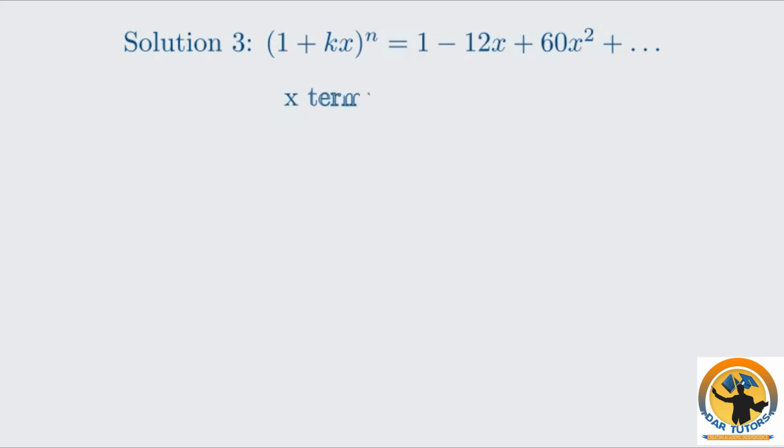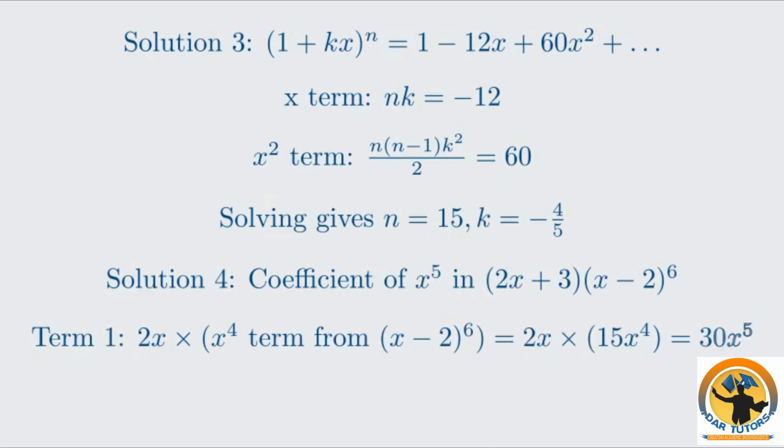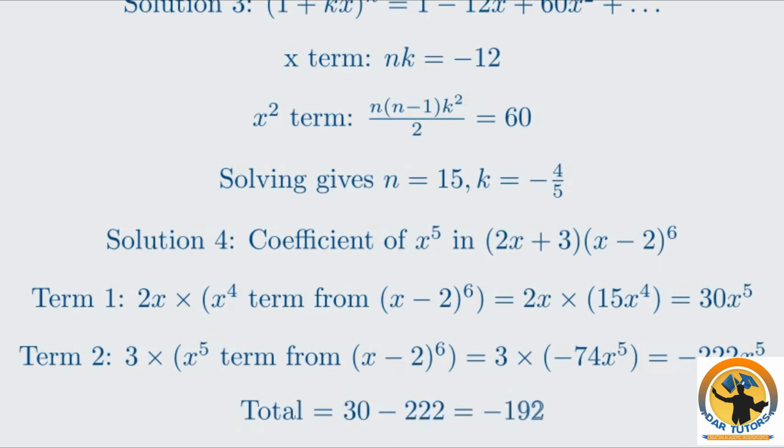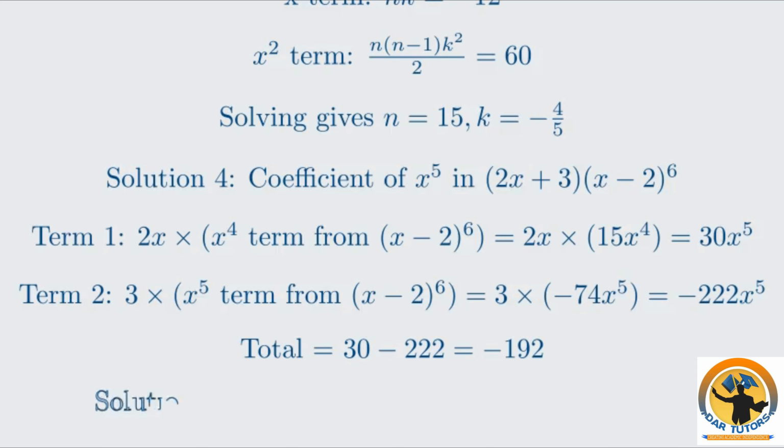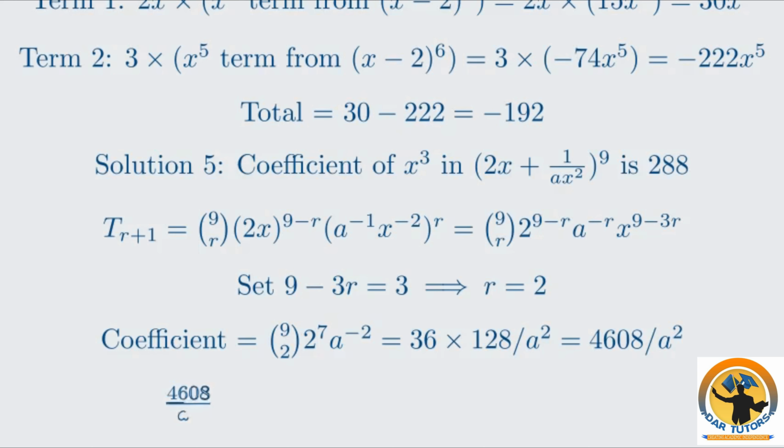For question 3, the values are n equals 15 and k equals minus 4 over 5. For question 4, the coefficient of x to the power of 5 in (2x plus 3)(x minus 2) to the power of 6 is minus 192. For question 5, the possible values of a are 1 over 3 and minus 1 over 3. My apologies again for the error in question 2. I hope the other solutions were helpful.